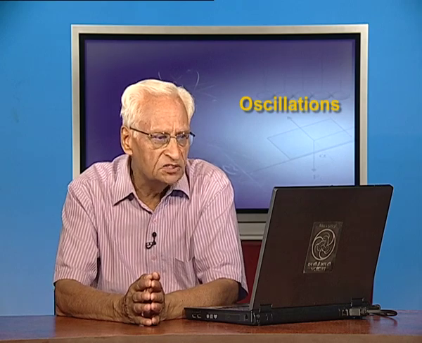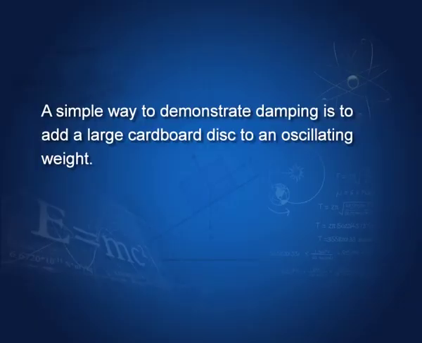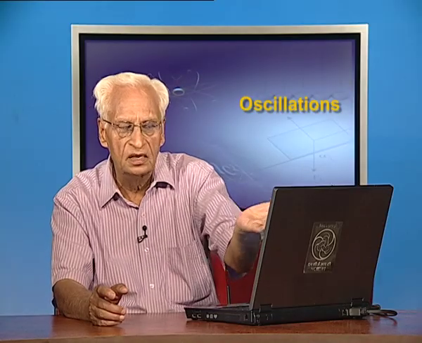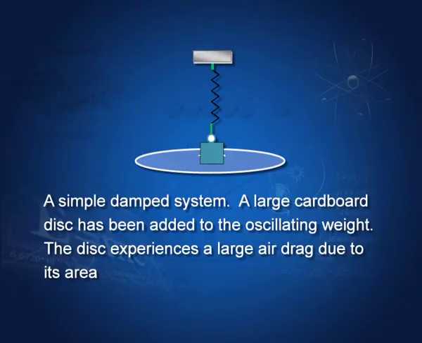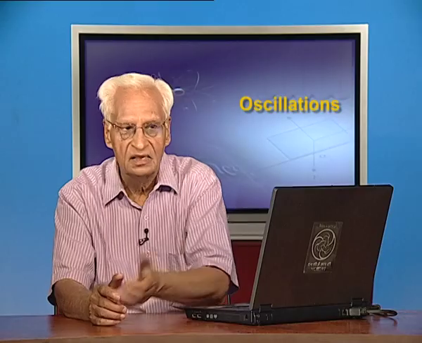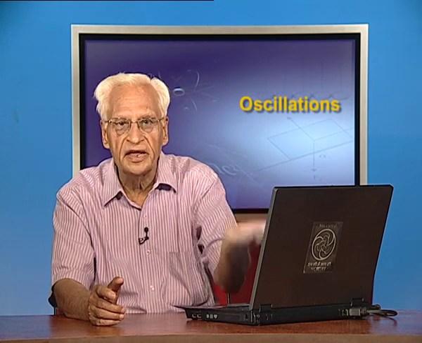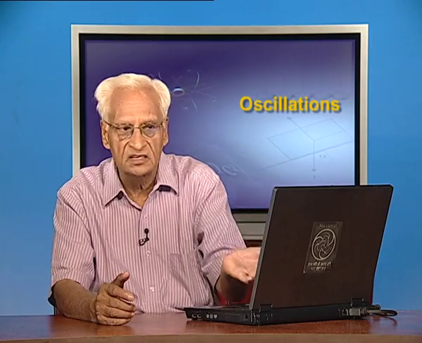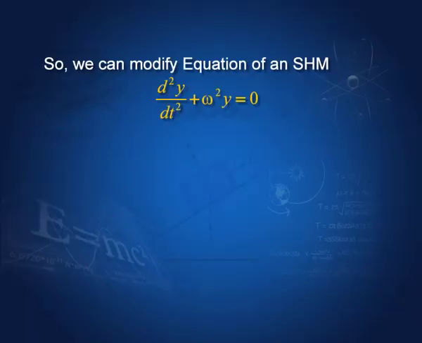A simple way to demonstrate damping is to add a large cardboard disc to an oscillating weight. Let me show you this. Here is an oscillating weight. We have a spring and a weight. It oscillates. If this disc is removed, it will oscillate with natural frequency, which you know is root of k by m. But when I attach a very large disc to it, then the friction due to air becomes considerable, and therefore it affects the amplitude of these oscillations.